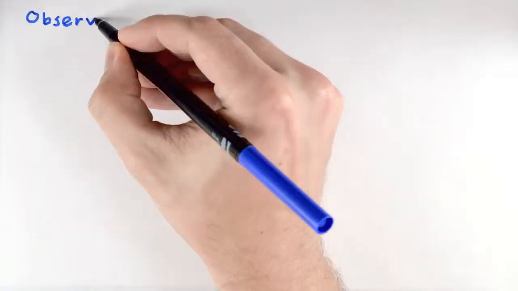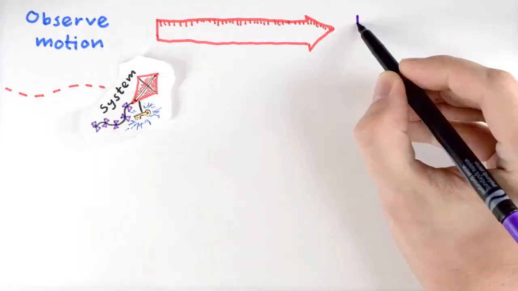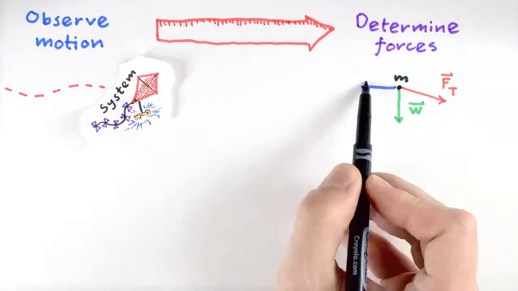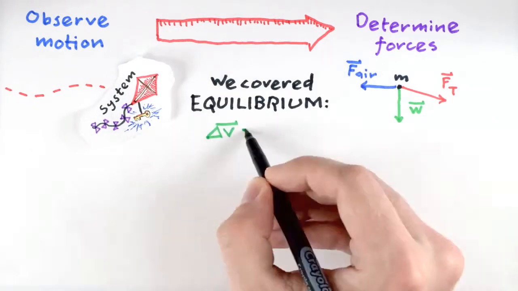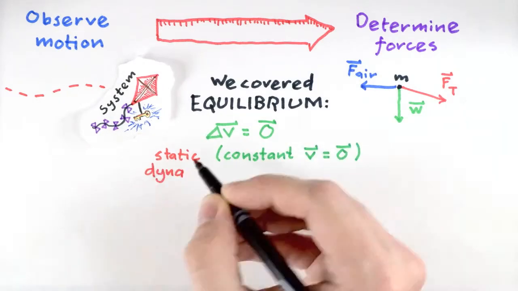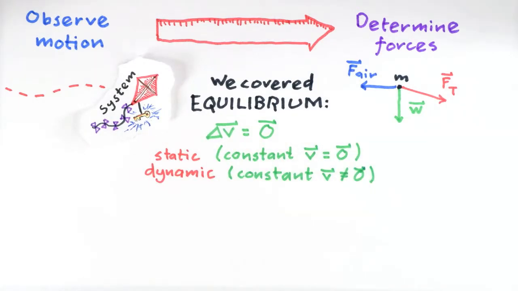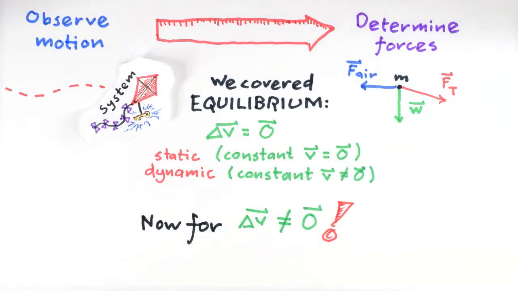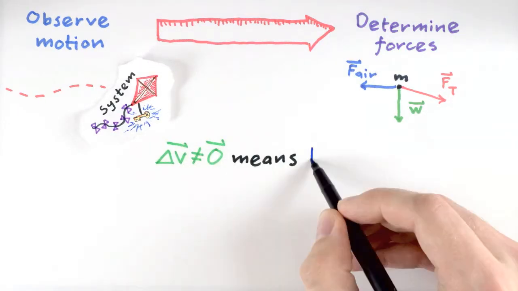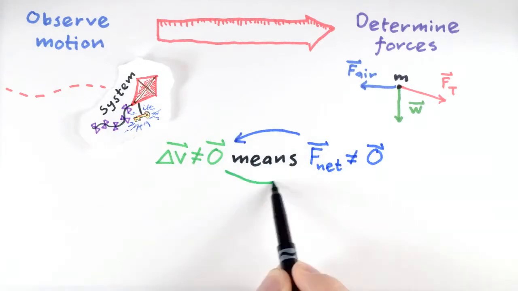We continue with our discussion of proceeding from observations of motion to the determination of forces using Newton's second law. Earlier we considered equilibrium cases, both static equilibrium and dynamic equilibrium. We now turn to situations where the velocity is changing. We know from Newton's second law that when the velocity changes, the net interactions are non-zero.